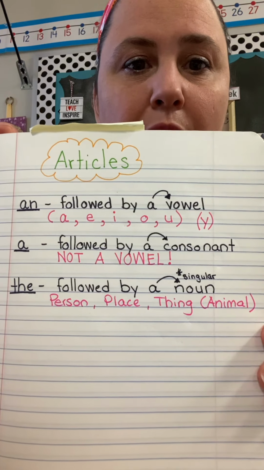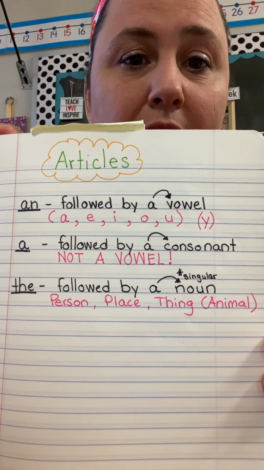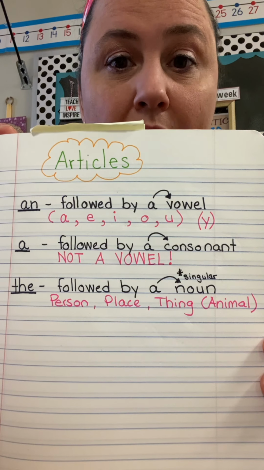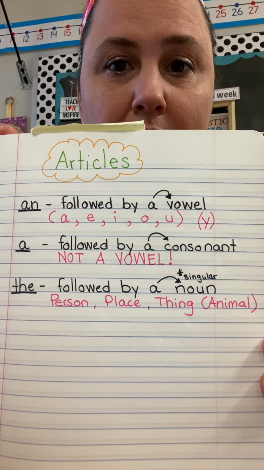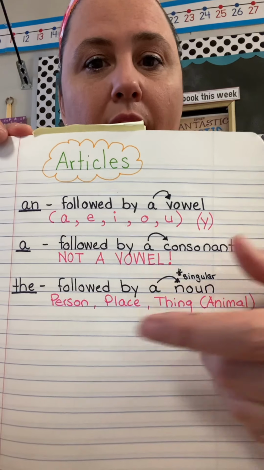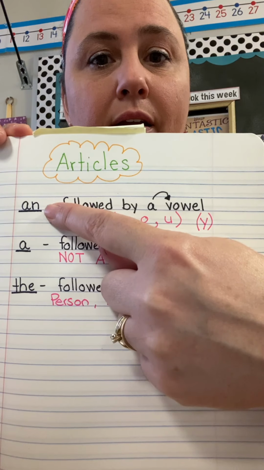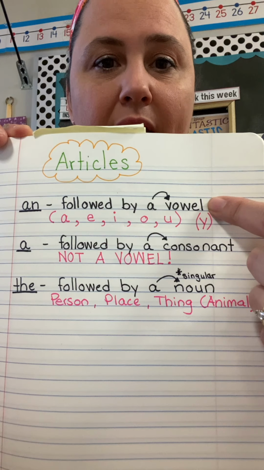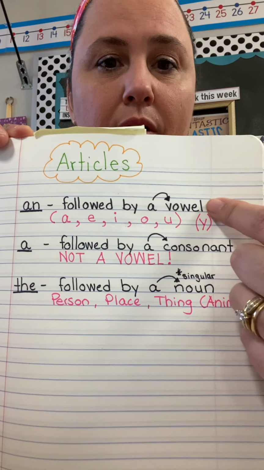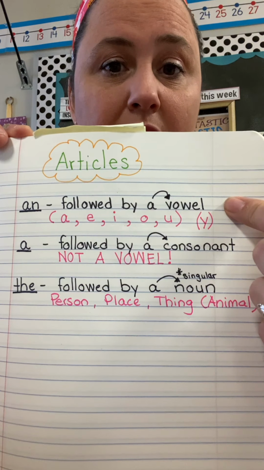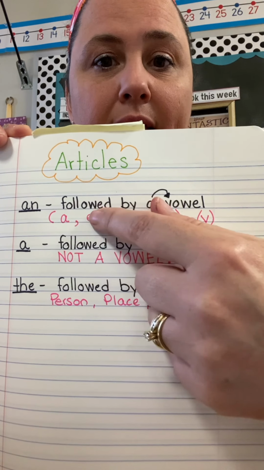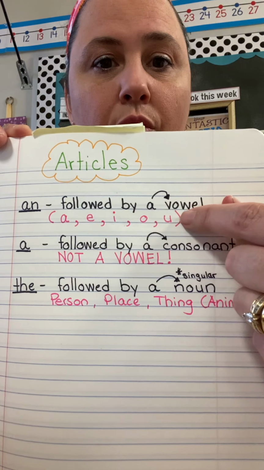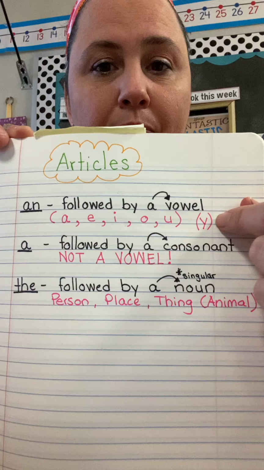All right, so here are my notes, and if you can, I would like for you to go ahead and write these down in your own writing journal for note taking. So articles, an is followed by a vowel, okay? An is followed by a vowel. What is a vowel? Vowels are A, E, I, O, U, and sometimes Y.